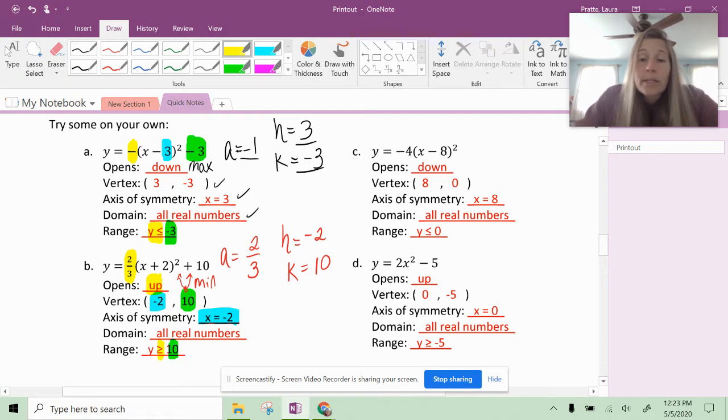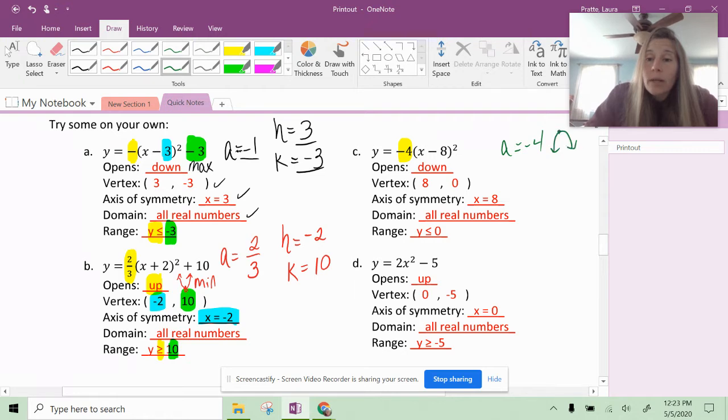All right, so let's look at C and D. So let's start out with the A value. Our A value here is negative 4. So my A value is -4, which means it's going to open down, and that means I'm going to have a maximum point, which is my vertex. It also means that the y is going to be less than or equal to whatever that k value is.